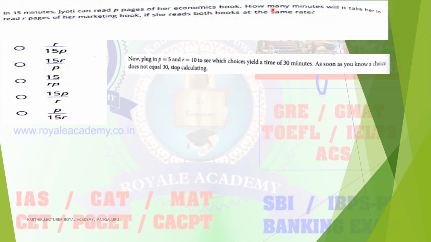If she reads both the books at the same rate, so for 15 minutes you can choose any value of p. I will take p as 5 and r as 10. So for 15 minutes, 5 pages, and how many minutes for 10 pages. You can choose any value, cross multiply, and you will get 30 as the answer.